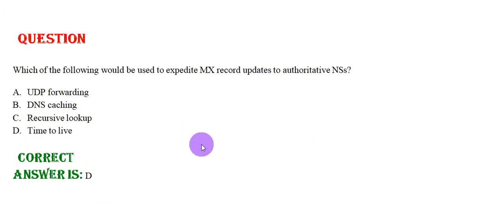Which of the following would be used to expedite MX record updates to authoritative NS? Option A, UDP forwarding. Option B, DNS caching. Option C, recursive lookup. And option D, time to live. The correct answer is option D.